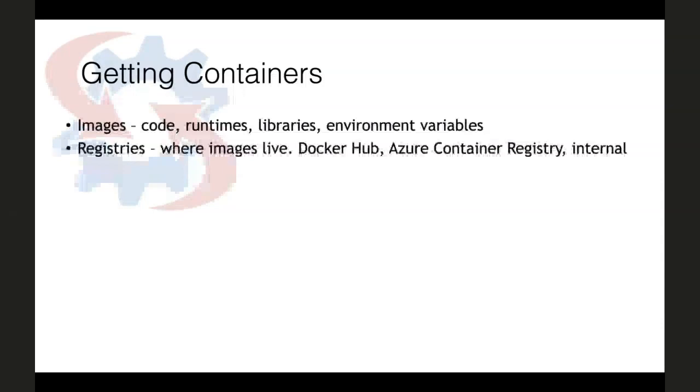Registries are where images live. You might have heard of Docker Hub or Azure Container Registry, or you can even have your own internal registry. When I make a container image, I'm going to park it in a registry so that we can share it with other people within our organization, or potentially on the internet with multiple organizations. A Dockerfile defines what a container image is. What program do I start up? What port do I listen on?